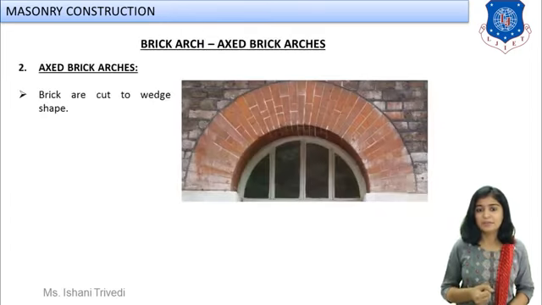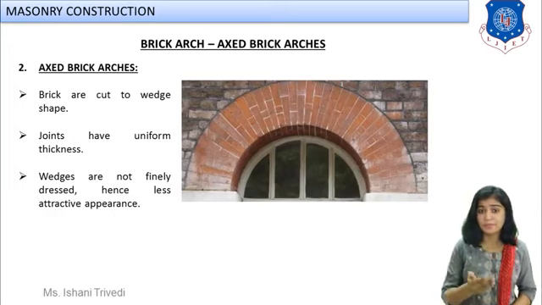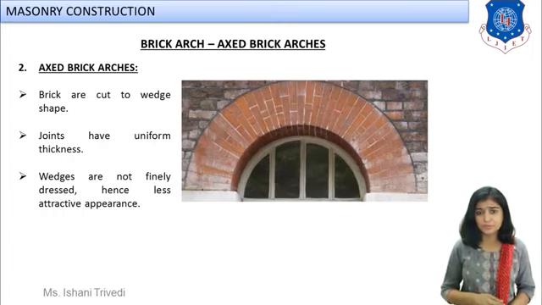Second, what do we have? We have axed brick arches. Axed brick arches means the bricks here will be cut to a proper wedge shape. The difference between the first and second is that here joints are not made wedge shaped. Here you take some effort to cut your bricks into wedge shape. The image you can see over here has a more pleasing appearance as compared to the first one. So that becomes your axed brick arches.